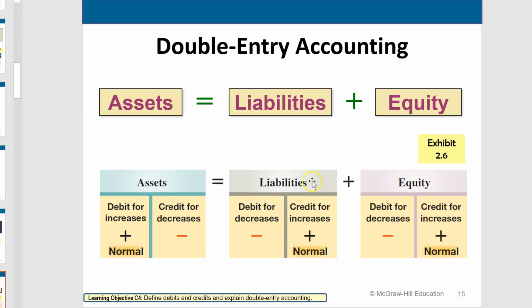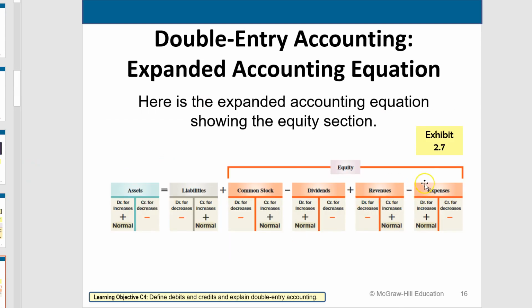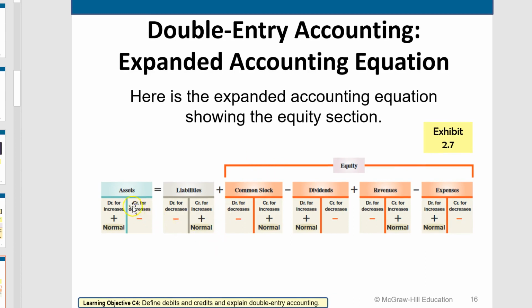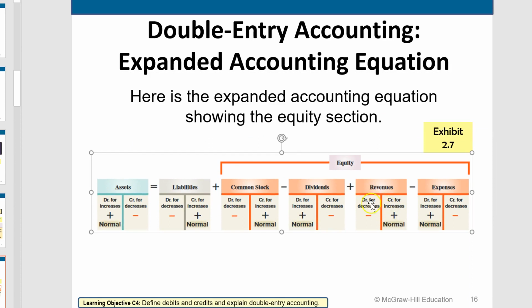For equity, it gets a little bit complicated because equity is actually comprised of four types of accounts. So this slide is a perfect example to memorize the rules. We talked about assets and liabilities. Equity has four components. Just memorize the four rules individually. Under equity, common stock and revenues increase on the credit side, decrease on the debit side. And dividends and expenses are the opposite.